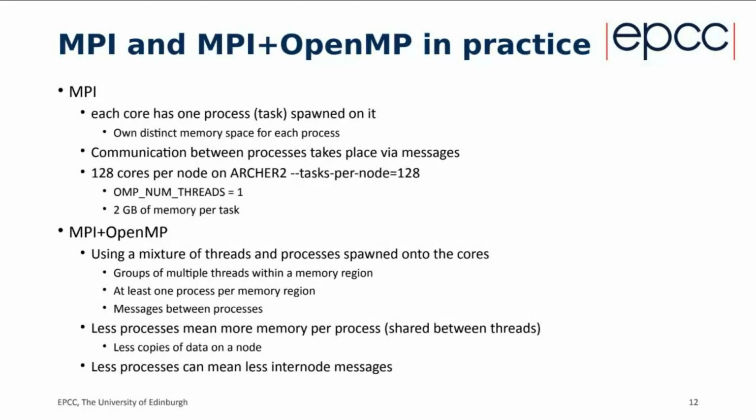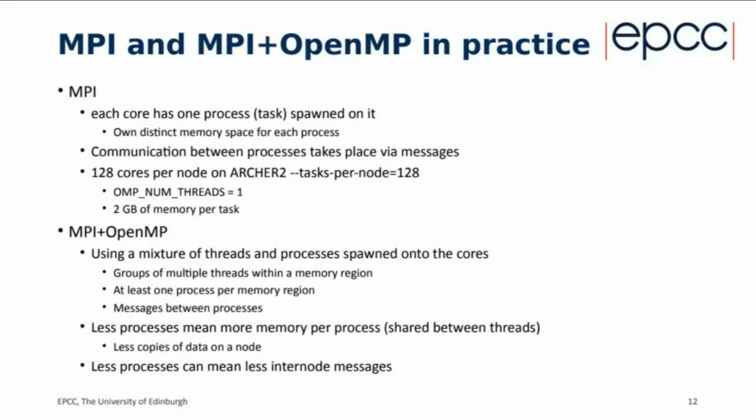per task. With MPI plus OpenMP, you're using a mixture of threads and processes spawned onto the cores. So you'll typically have groups of threads within a memory region, so across the same memory region, and then at least one process per memory region, because you need message passing between memory regions. This is because you don't want threads spanning multiple memory regions, because this is really bad for the performance when you're accessing memory.